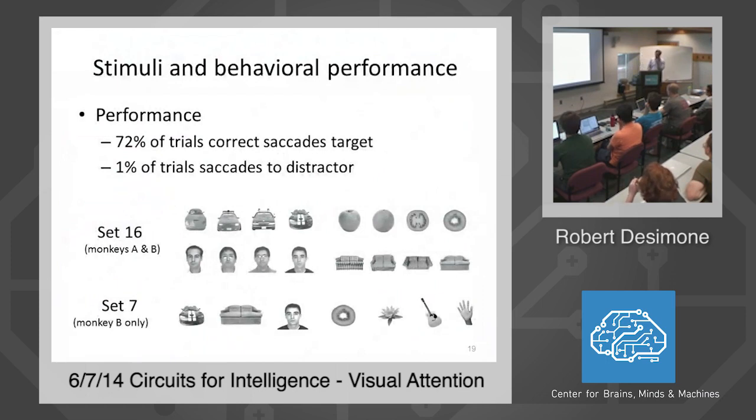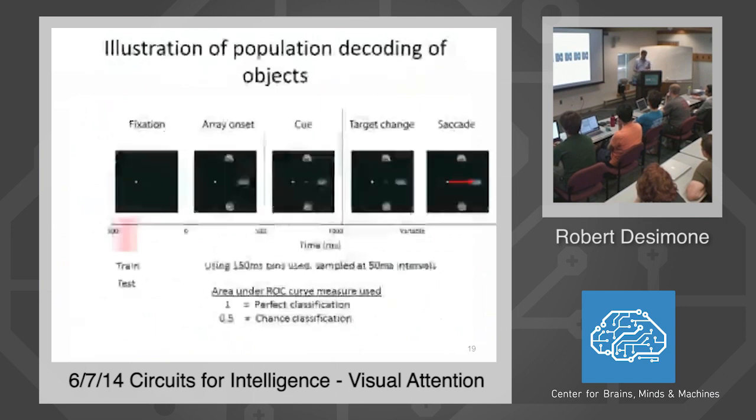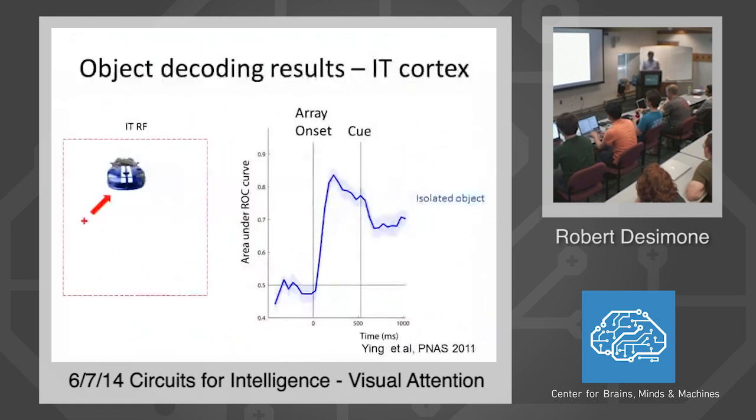The objects that were used were cars, fruits and vegetables, faces, and furniture, which, as you know, are the four major classes of objects in the universe. So we could completely generalize to any object from one of these four classes. But it was a test, at least to get started. Okay, and as I said, we're going to measure decoding performance in this window. That's going to be measured with area under the ROC curve, where one is perfect classification and 0.5 is chance.